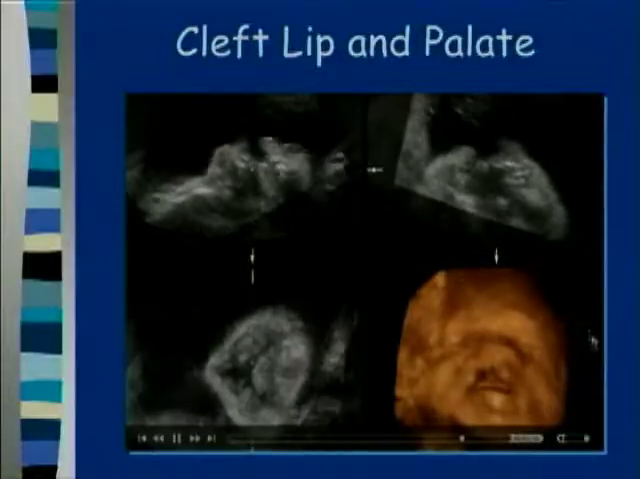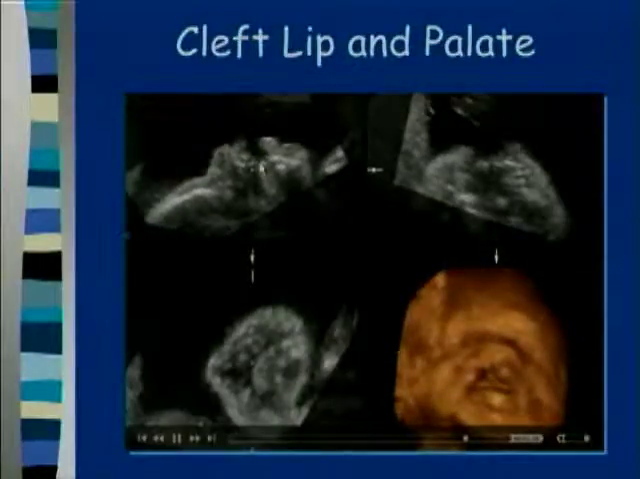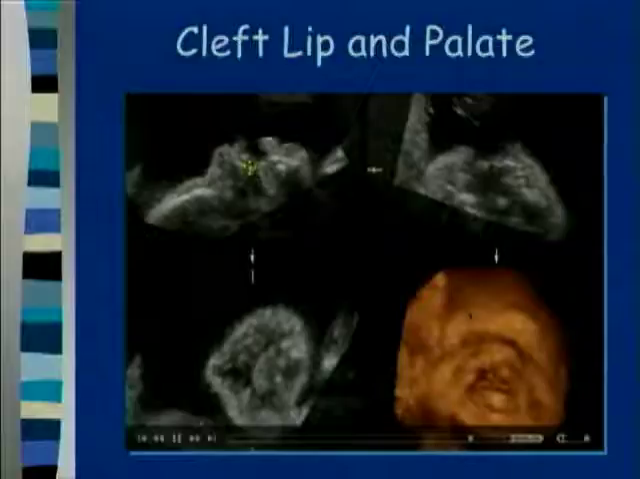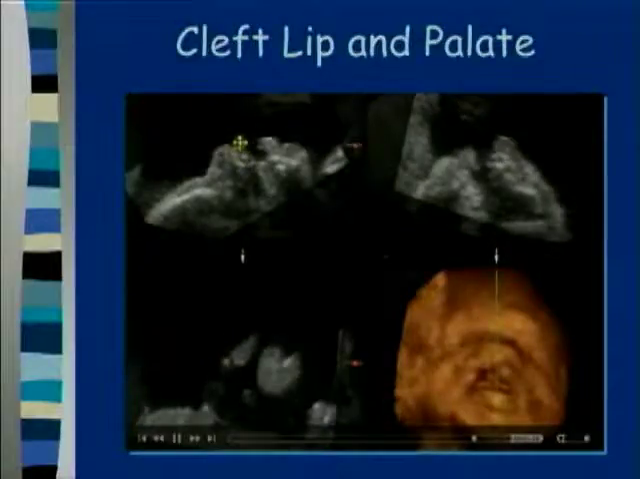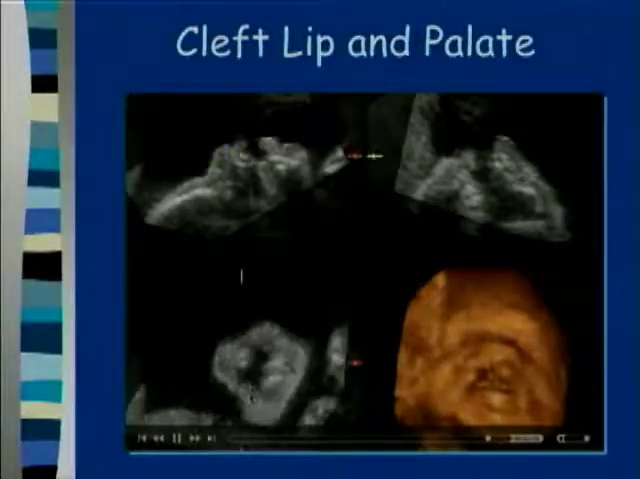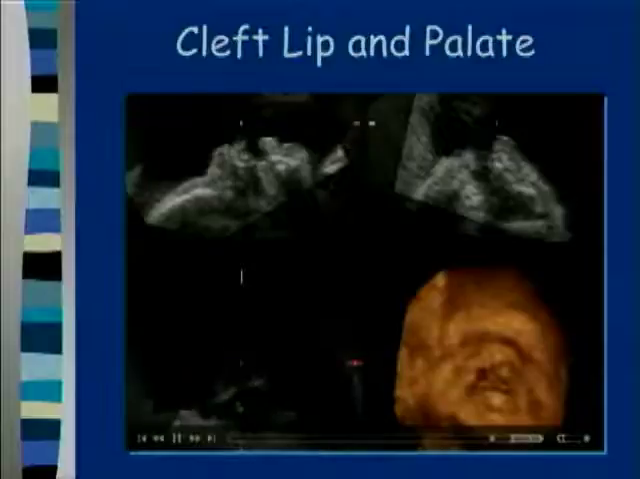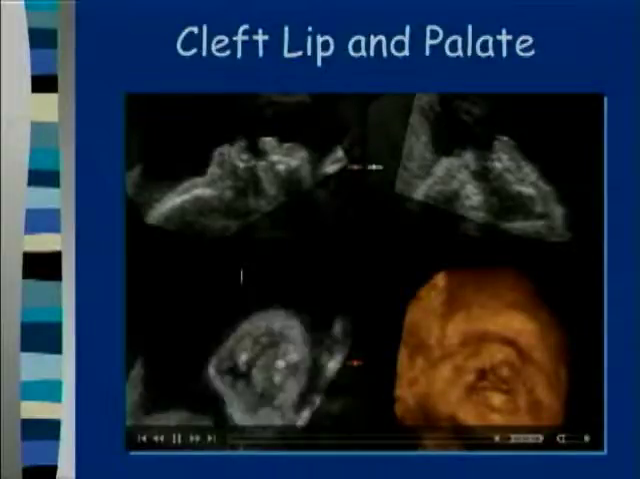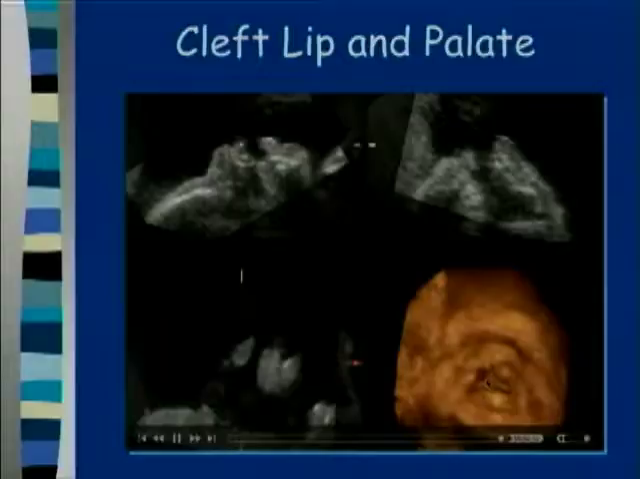Now, if we tip the face up so that the profile has the forehead tipping backward, and put our cursor on the region of the lip, we'll get our classic 2D appearance of the cleft lip right in here. Of course, we can see that on our rendered image as well.